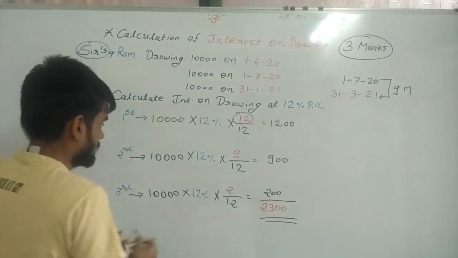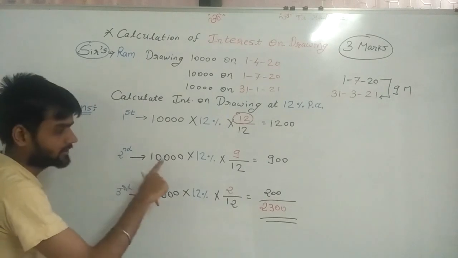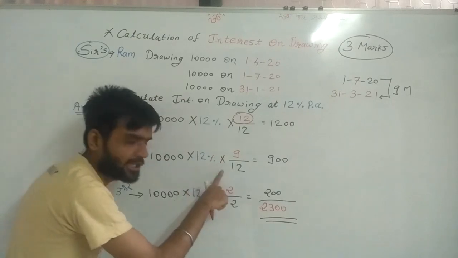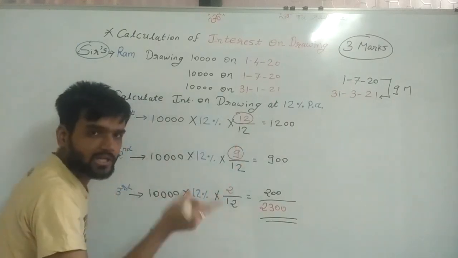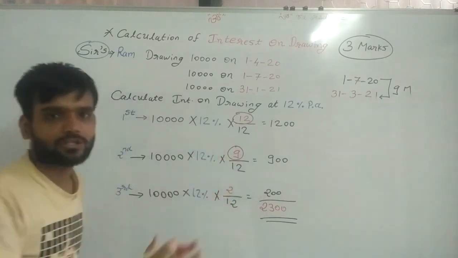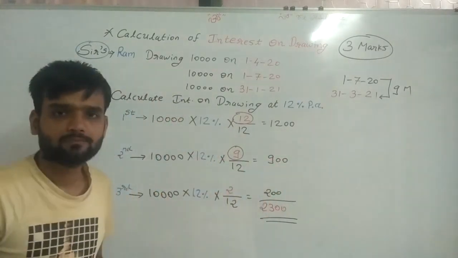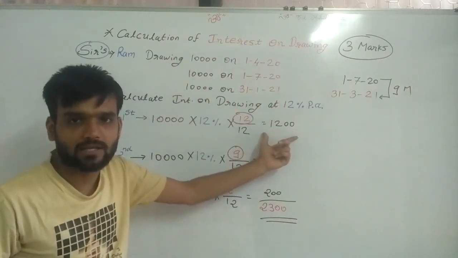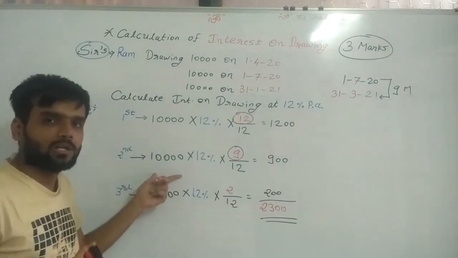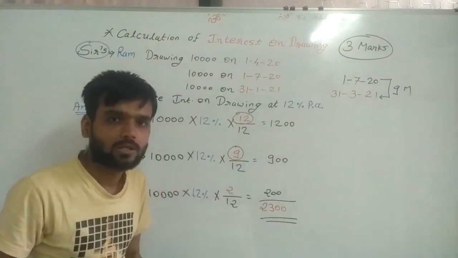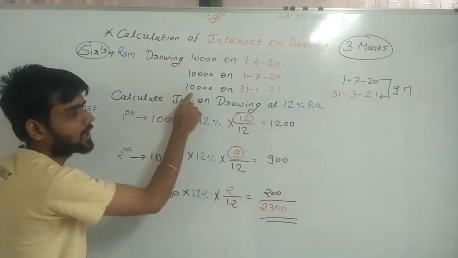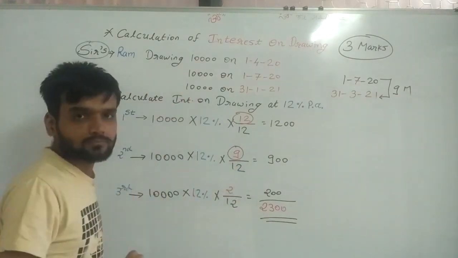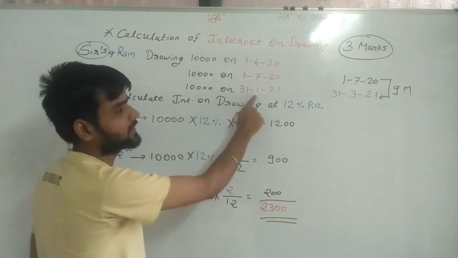So here, for the second drawing, 10,000 into 12% into 9 divided by 12 is written. Now the answer is 900 rupees. So for the first 10,000, he has to pay 1200 rupees interest. For the second 10,000, he has to pay 900 rupees interest. Now calculate the same thing for the third 10,000 rupees. Now for the third 10,000, drawing is done on 31/1/21.